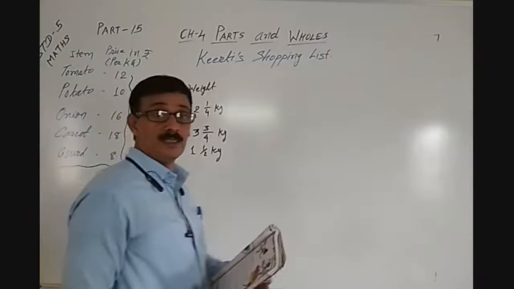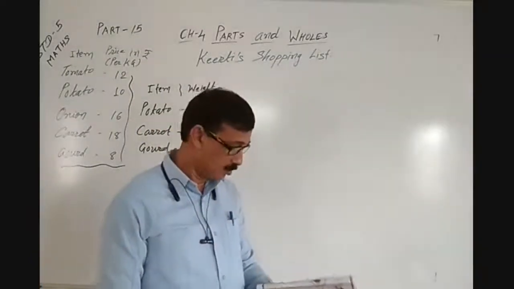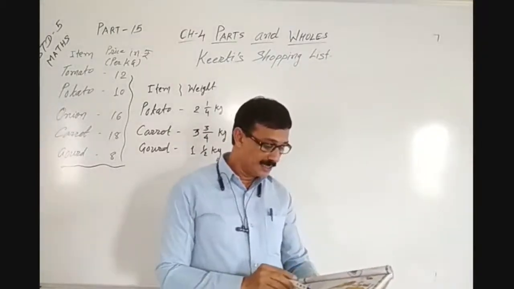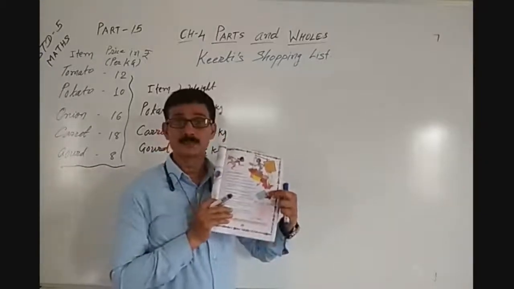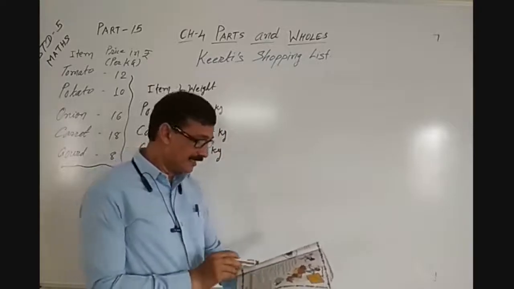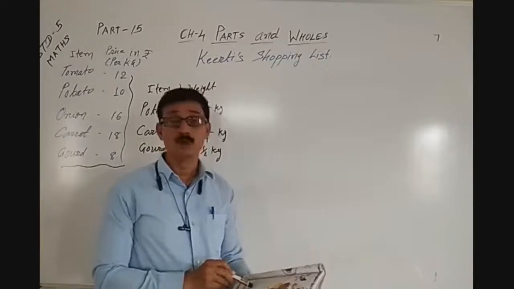Now, there is a question G. Look in your textbook. Question G. Look at the shopping list in Kirti's hand. See, here you can see there is a shopping list. Can you see that? Look, there is a shopping list in Kirti's hand. How much will she have to pay to buy all of this?